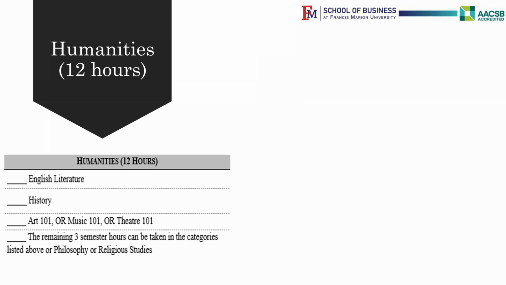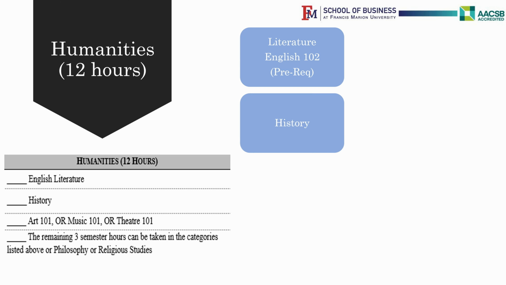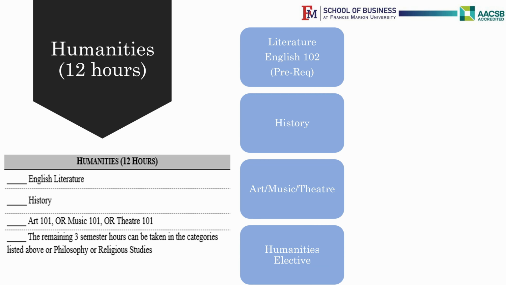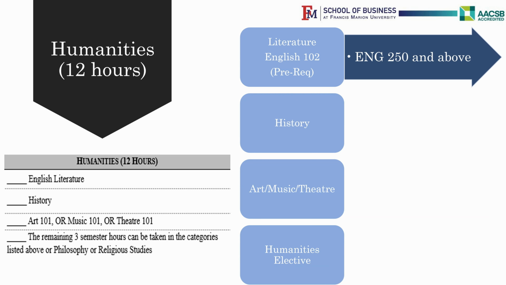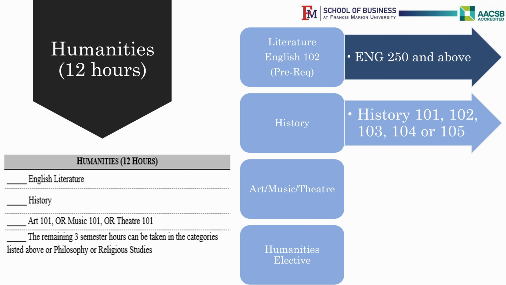Humanities requirements include one English literature course, which is English 250. Remember, you should have completed English 102 before you can take English 250. One history class, and you can select from 101, 102, 103, 104, or 105.